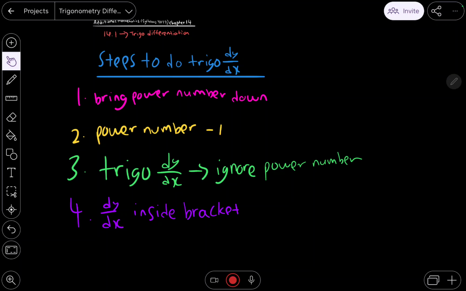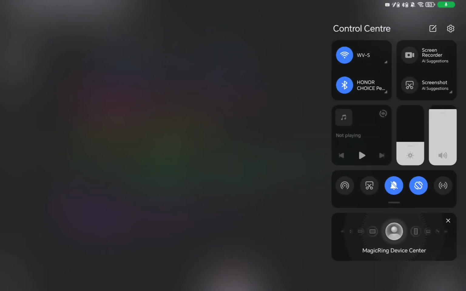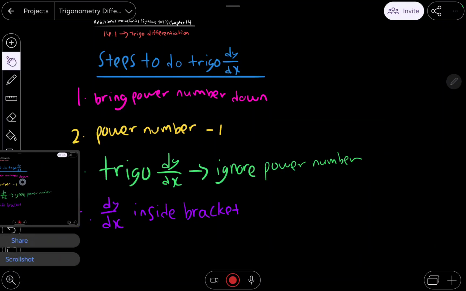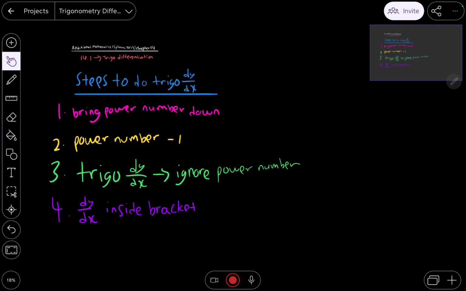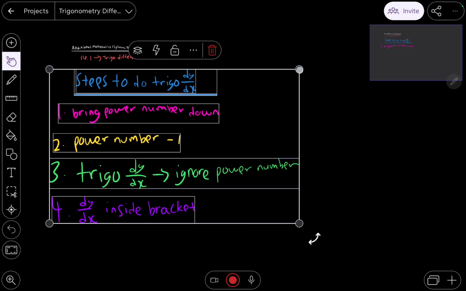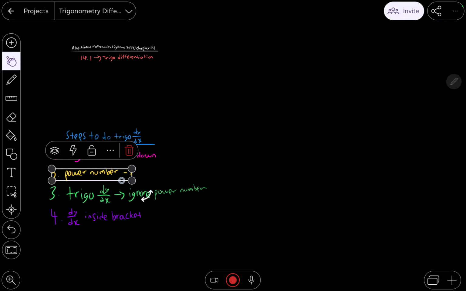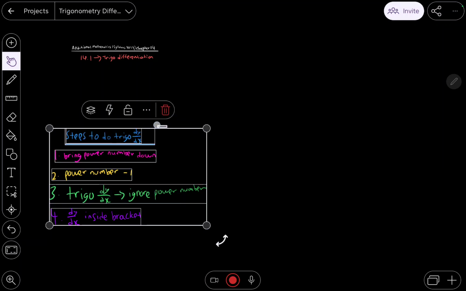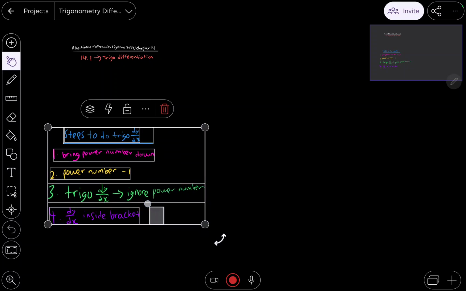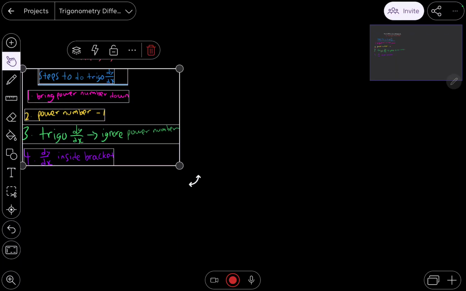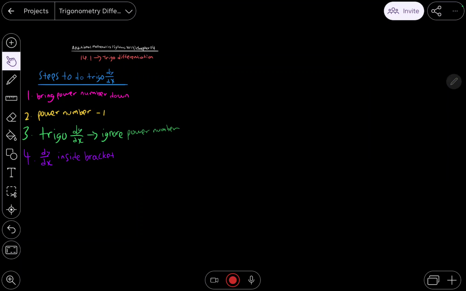Alright, so these are the steps to do basic trigo differentiation. And now we will move on to the exemplar questions. But before that, I'm going to make this smaller so that I have more space to write my question. So you take a quick break, get some snacks or whatever, or you just eat, it's okay, honestly.